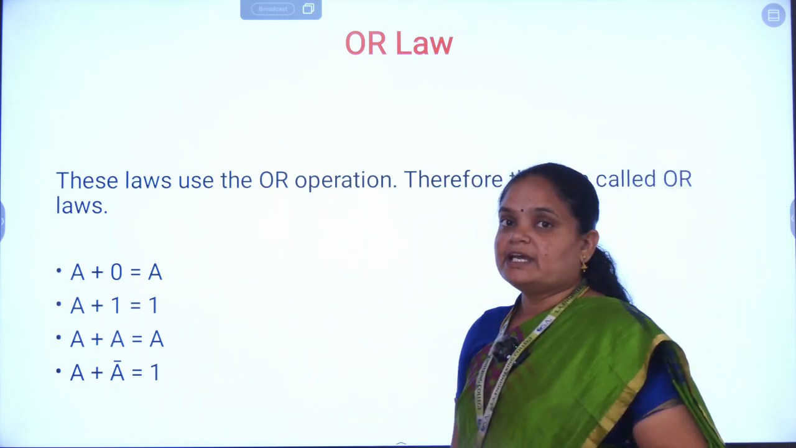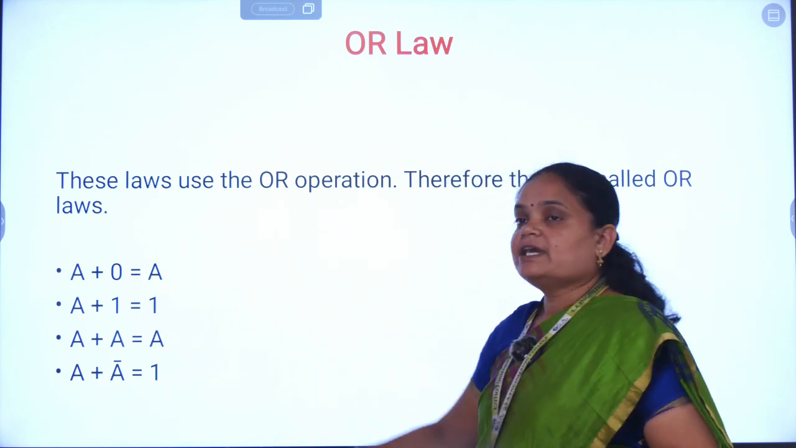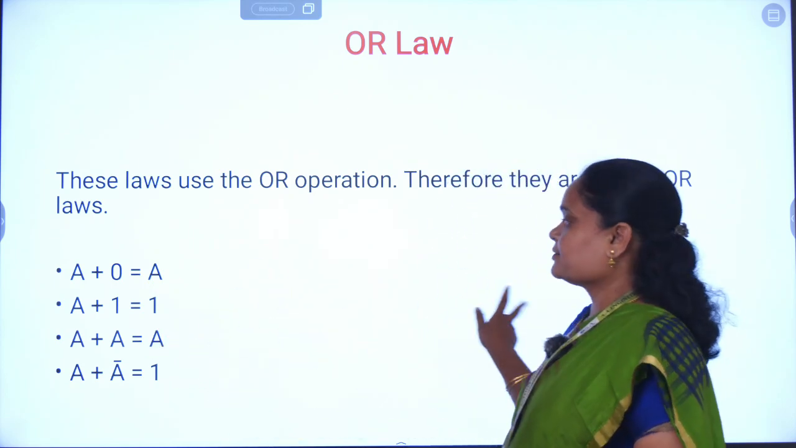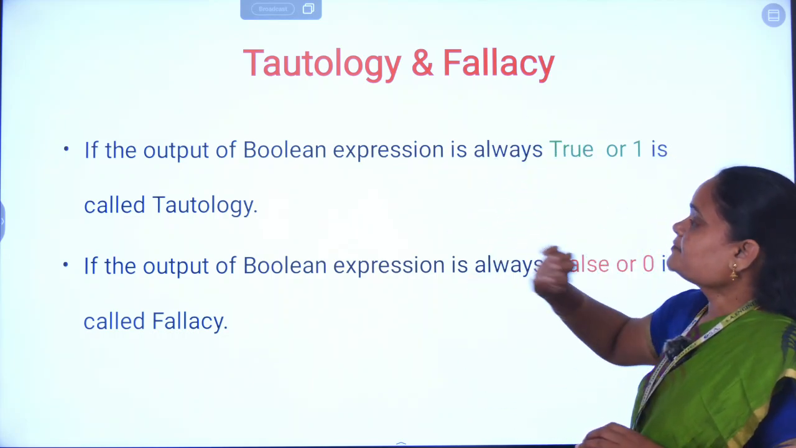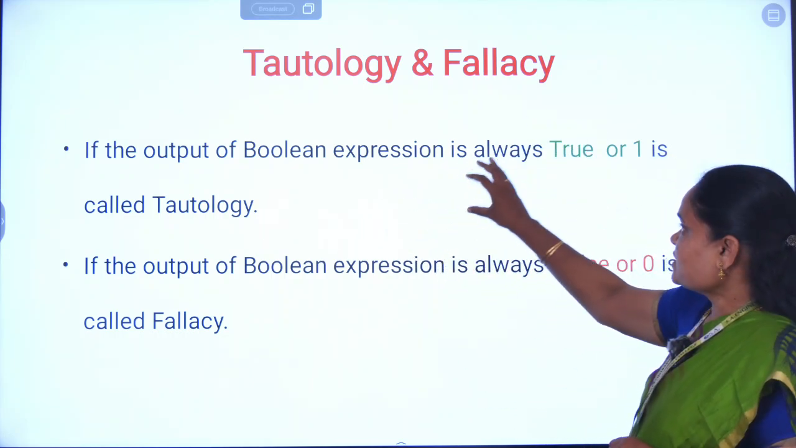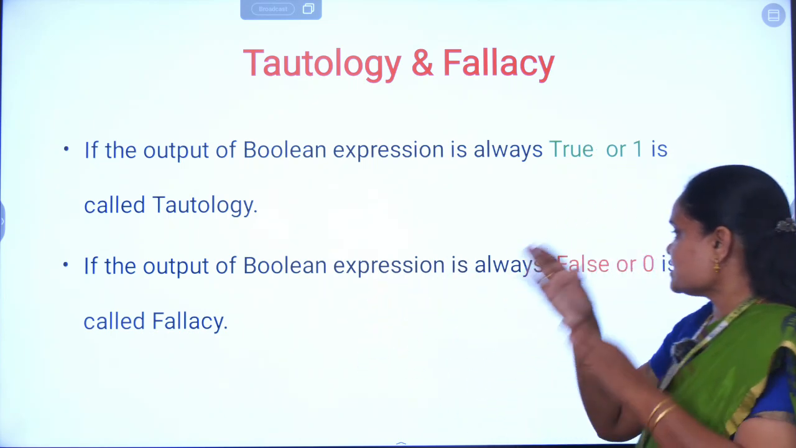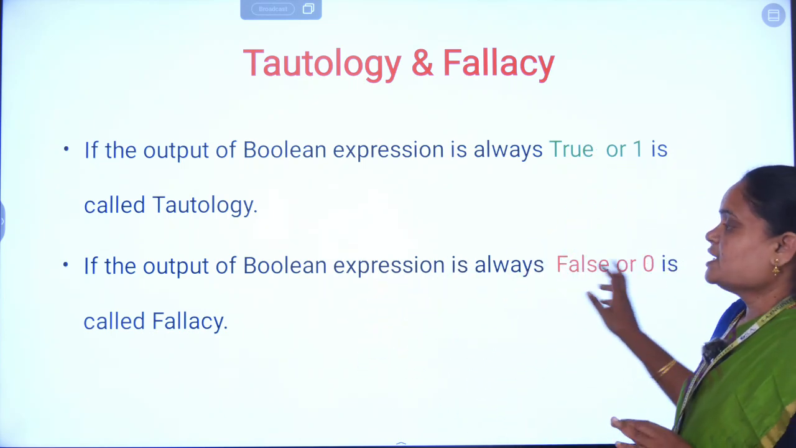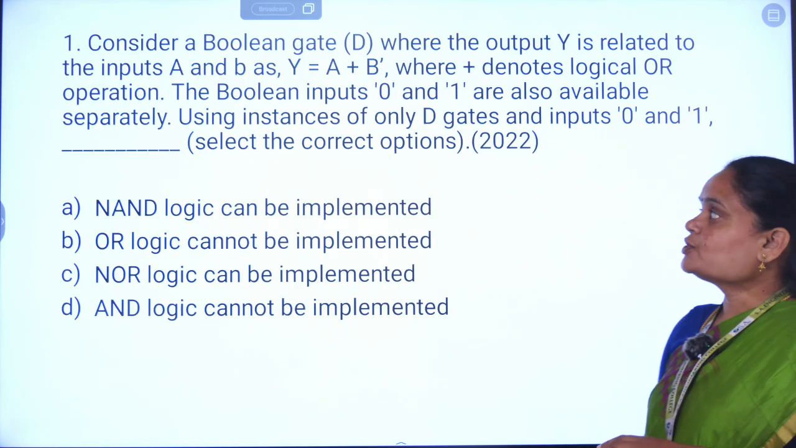A plus 0 is equal to A. A plus 1 is equal to 1. A plus A is equal to A. A plus A bar is equal to 1. If the output of a Boolean expression is always true, it is called a tautology. If the output of the Boolean expression is always false, that is 0, it's called a fallacy. So let us discuss some practice questions.